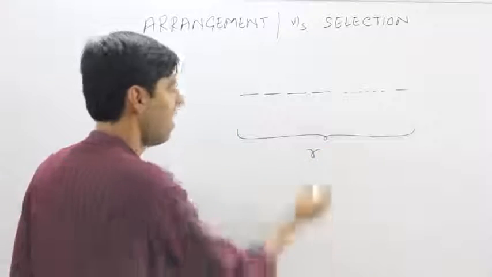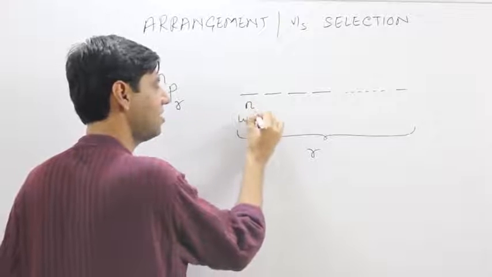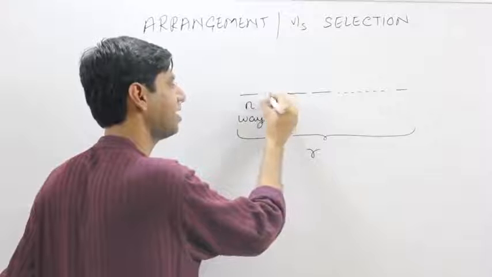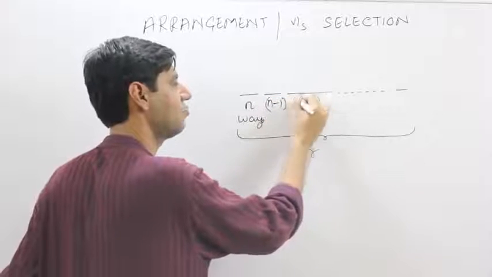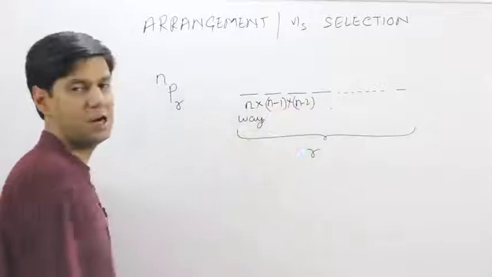R positions. In how many ways could I fill in the first position? N ways. I have N objects. The first position could be filled in N ways in general. The second one could be filled in N minus 1 ways, then N minus 2 ways, and so on it would continue. And what do I do? I take the product.